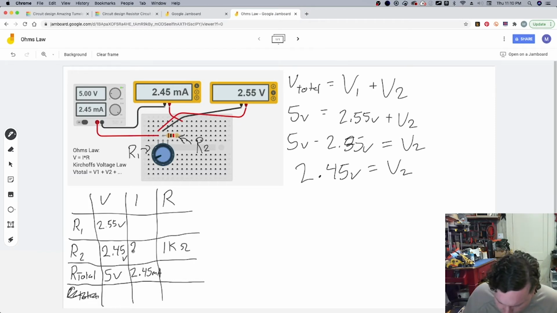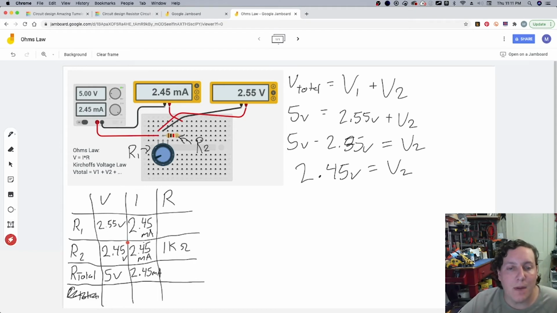So we know that 2.45, and we're dealing with milliamps. We also know that that's going to be true for the top. So here's where we can verify our math. At the moment, we're assuming that these two are going to be true values.